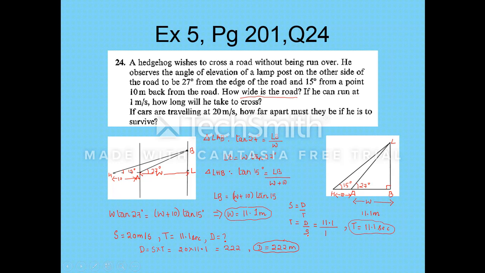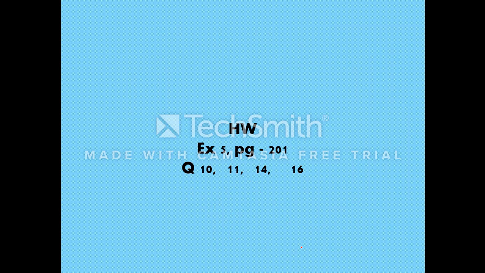Alright, so that's all from the explanation that I needed to give. The answer which you see over here is incorrect. That's taken from some previous question. The final answers are 11.1 meters, 11.1 seconds and 222 meters. So please cross check with your textbook for the answers.